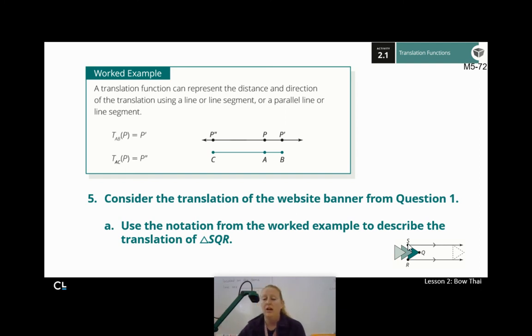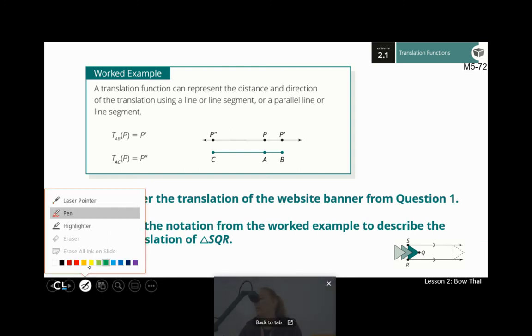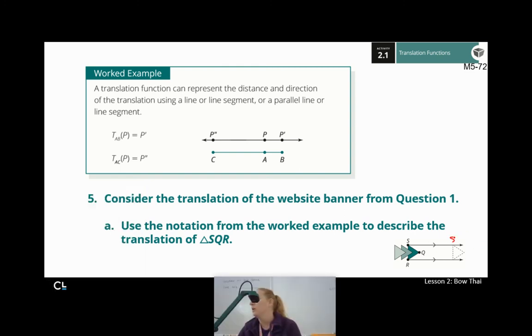All right, it's a translation, right? Triangle SQR became the new guy. And in fact, we don't have everything labeled here. We called that S prime, Q prime, R prime, right? Cool. So I'm going to translate, and we'll worry about the distance in just a moment. I'm going to translate triangle SQR to become the new triangle, S prime, Q prime, R prime.